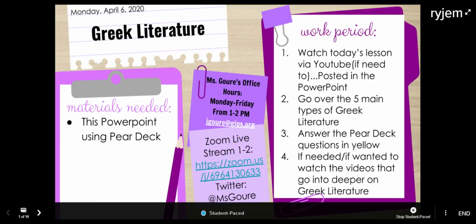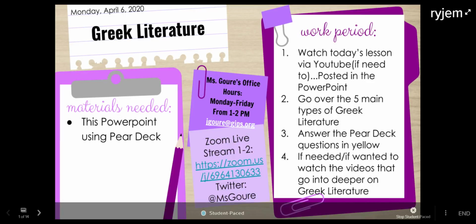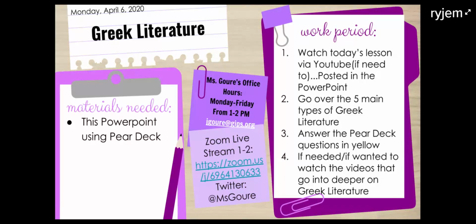Okay, today is Monday, April 6th, 2020. We are going to talk about Greek literature and just the different types of literature that the Greeks wrote in, and then how do we see that in our world today.